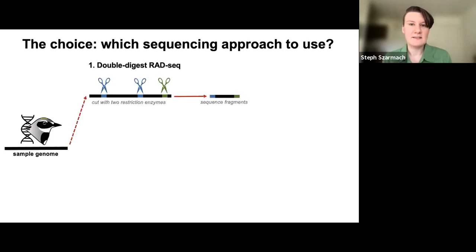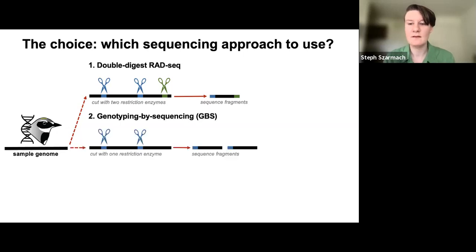The first method is double digest RAD-seq, which has the lowest marker density. In this method, we cut the DNA with 2 restriction enzymes and only sequence fragments that are cut by both of the enzymes. The second method is genotyping by sequencing, or GBS. Here, the genome is cut with 1 restriction enzyme, and all fragments cut by the enzyme are sequenced to a given length.